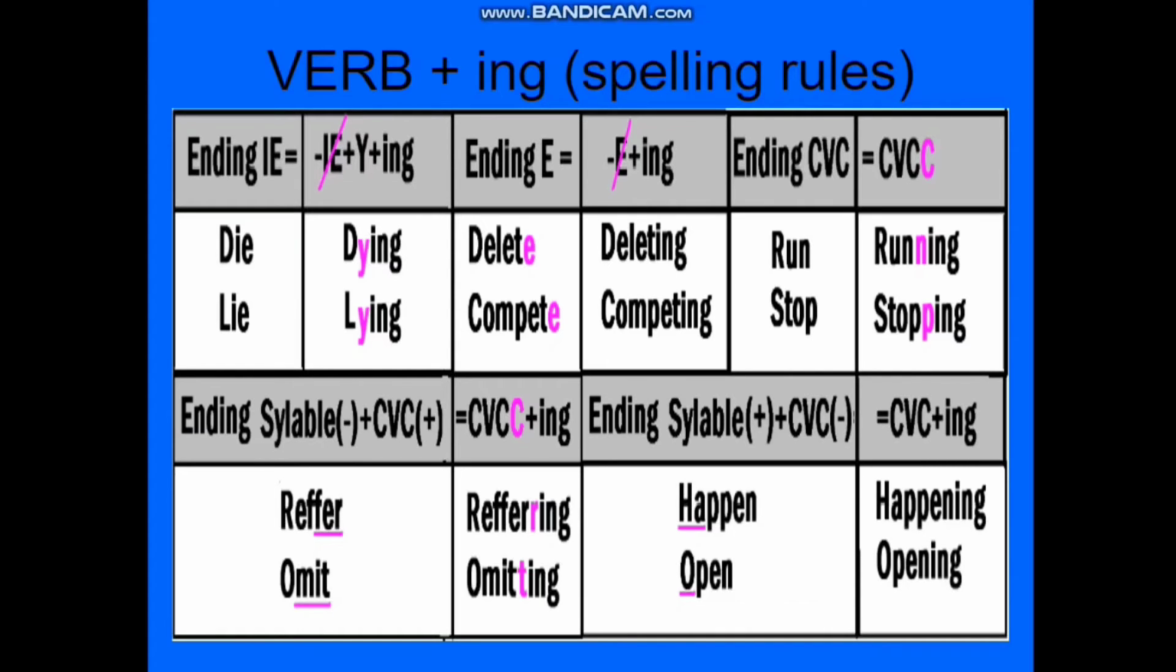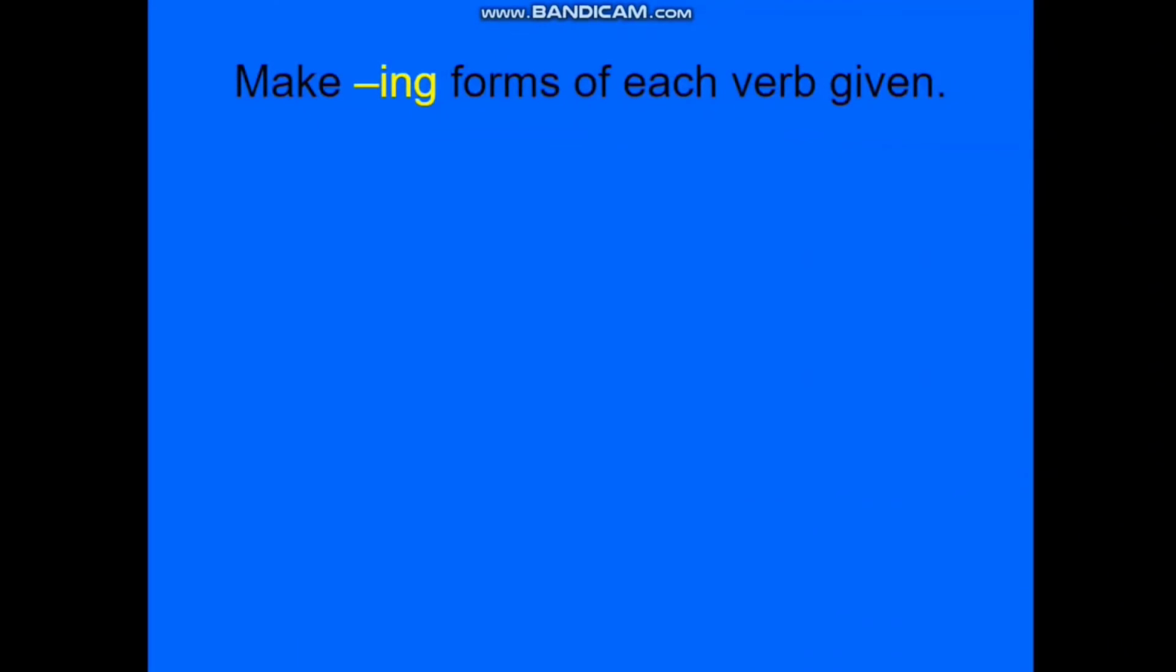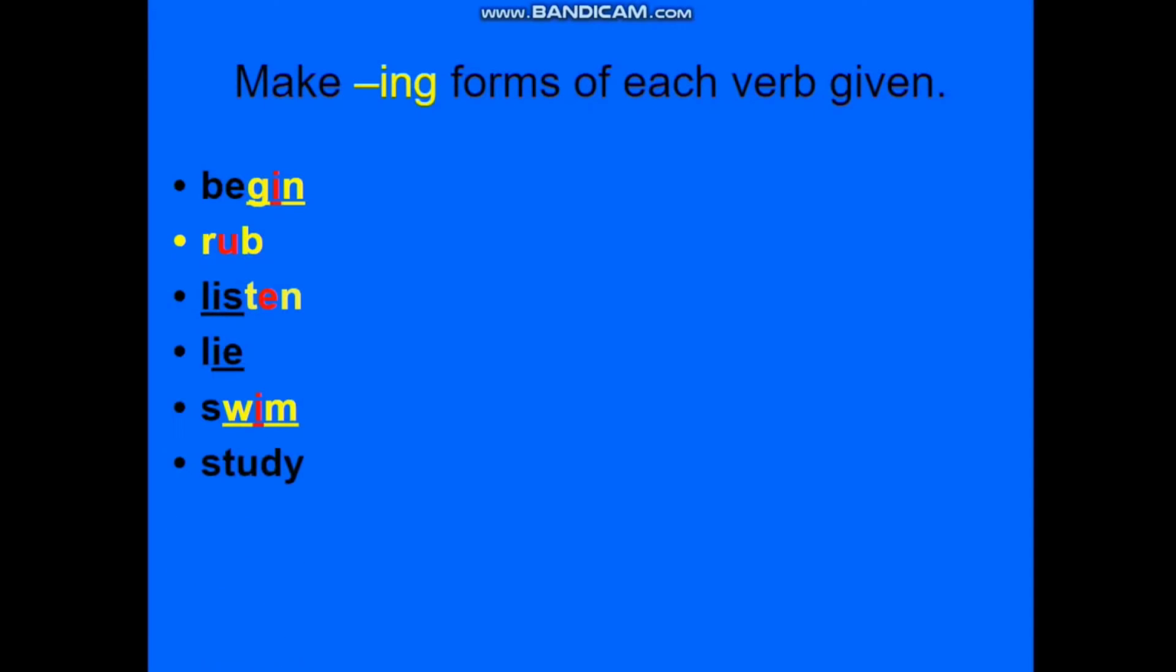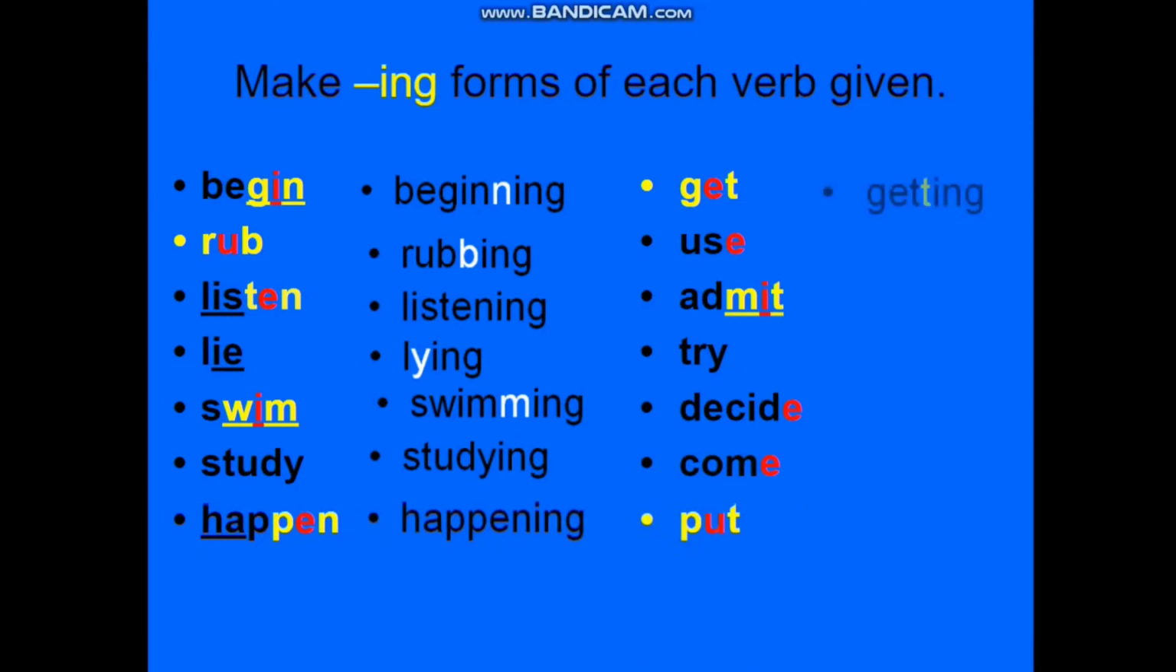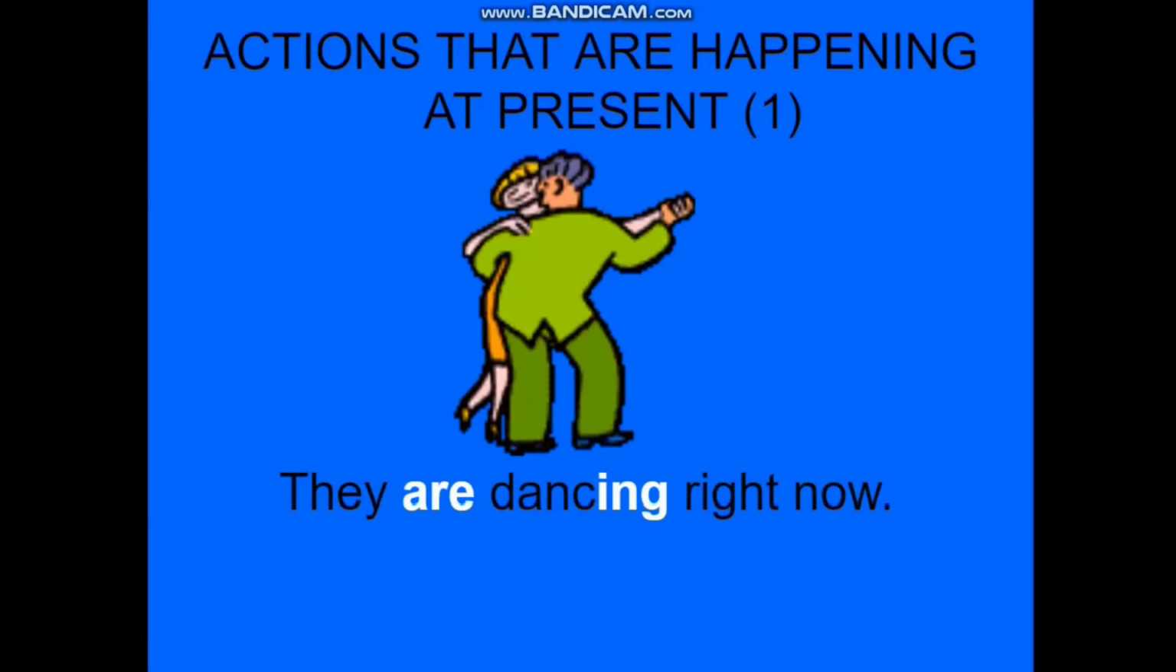Now ending syllable like consonant, vowel, consonant. So here we add another alphabet, like ring. Omit, omitting. Happen, happening. Open, opening. Making the ing form of each verb. Begin, beginning. Rub, rubbing. Listen, listening. Lie, lying. Swim, swimming. Study, studying. Happen, happening. Okay. Getting, using, admitting, trying, decide, coming and put. You can exercise with these verbs.